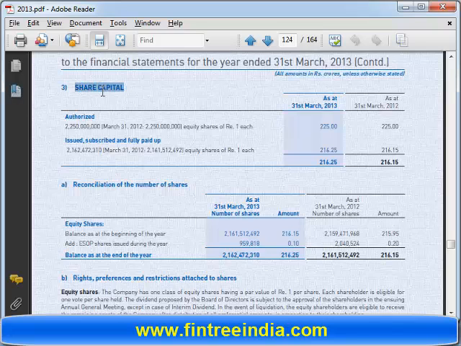So note number 3, share capital: authorized, issued, subscribed and fully paid up. What is the significance of this authorized number? 225 crores. As per the charter of the company or memorandum of association, this is the amount on which the company has paid stamp duty. This is the amount which it can issue maximum at this stage, otherwise it will have to alter the memorandum. But this is what the company has actually issued as of now, which is 216.25.